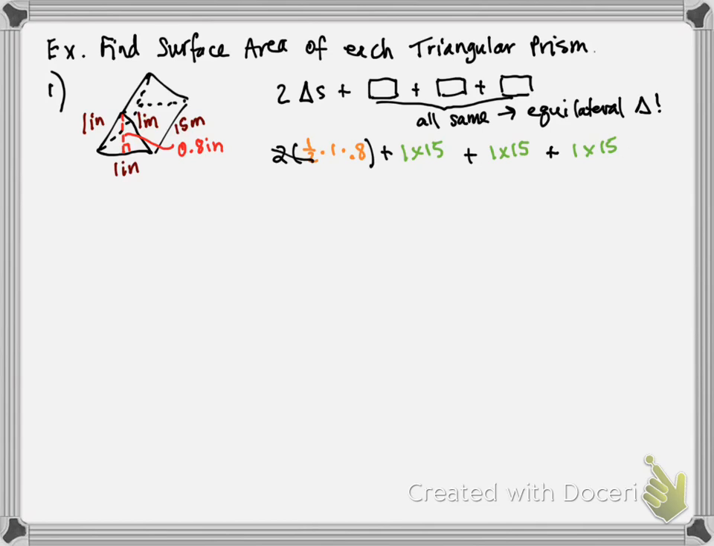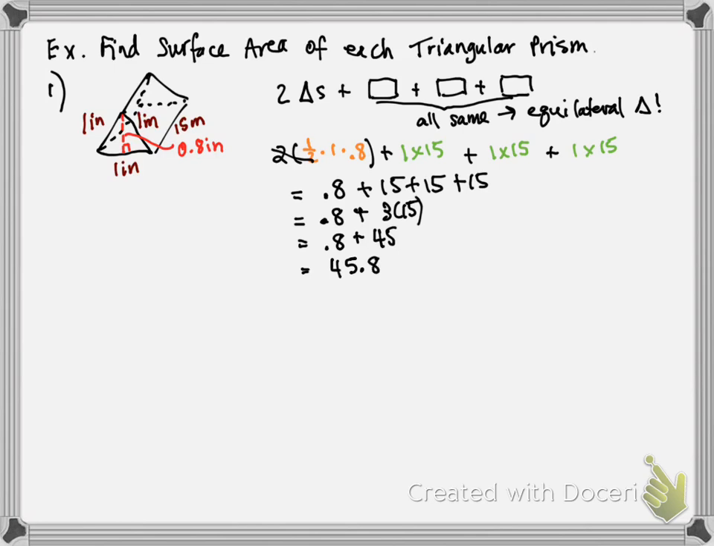2 times 1/2 is 1. 1 times 0.8 is 0.8. And then we have 15, not once, not twice, but 3 times. Okay, so we can do that quickly. Oops, sorry, that's supposed to be plus. 3 times 15, that gives me 0.8 plus 45. And my answer works out to be 45.8 square inches. That's my surface area.